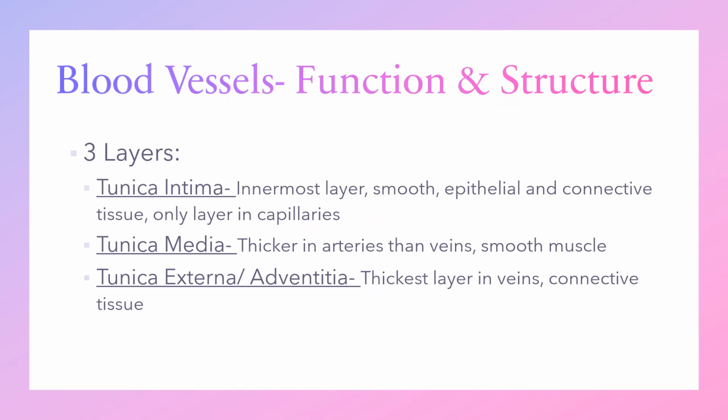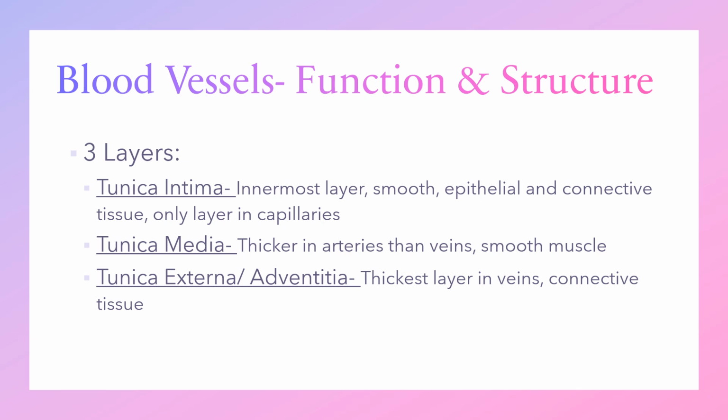Blood vessels are composed of 3 distinct layers, each with specific structures and functions that contribute to the overall role of the vessel in the circulatory system. These layers are known as tunics. The first layer of blood vessels is the tunica intima.